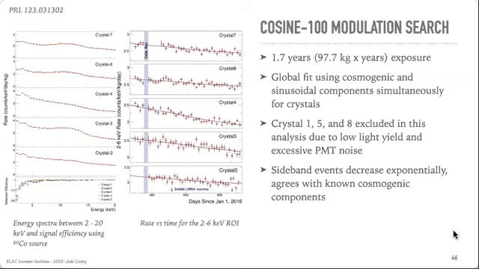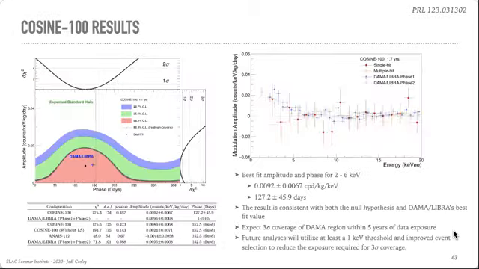Their sideband, so the idea is they do a blind analysis, and the region just outside the blinded region, that's what a sideband is. It decreases exponentially. It agrees with all the known cosmogenic components. So it really seemed like things were going well for them as far as their understanding of their detectors. And these are the results from their paper.